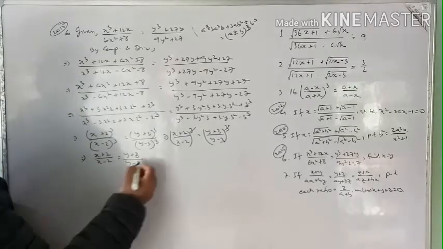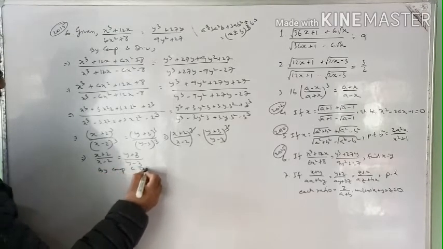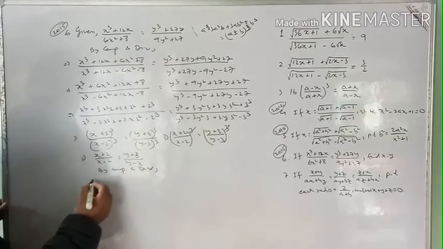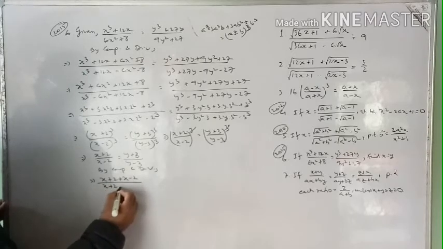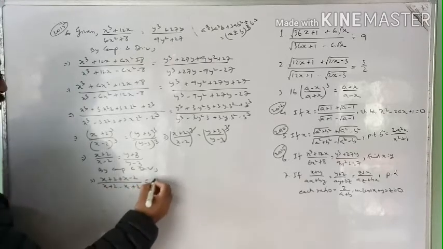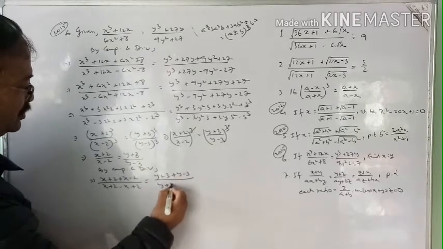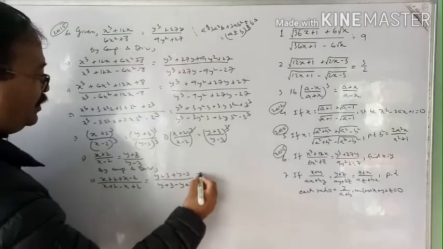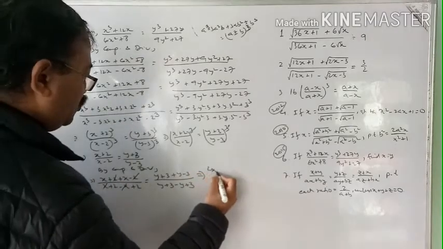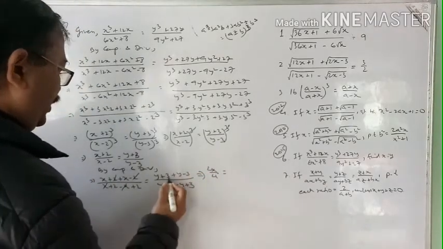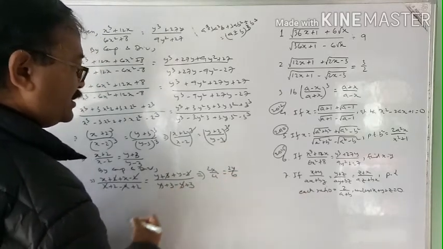Okay, so therefore by componendo and dividendo, what you get? x plus 2 plus x minus 2, x plus 2 minus x plus 2. These two signs be opposite, note down. y plus 3 plus y minus 3, y plus 3 minus y plus 3 implies. So here 2 get cancelled, here x get cancelled. So it will be 2x by 4, here 3 get cancelled. So 2y by 6.